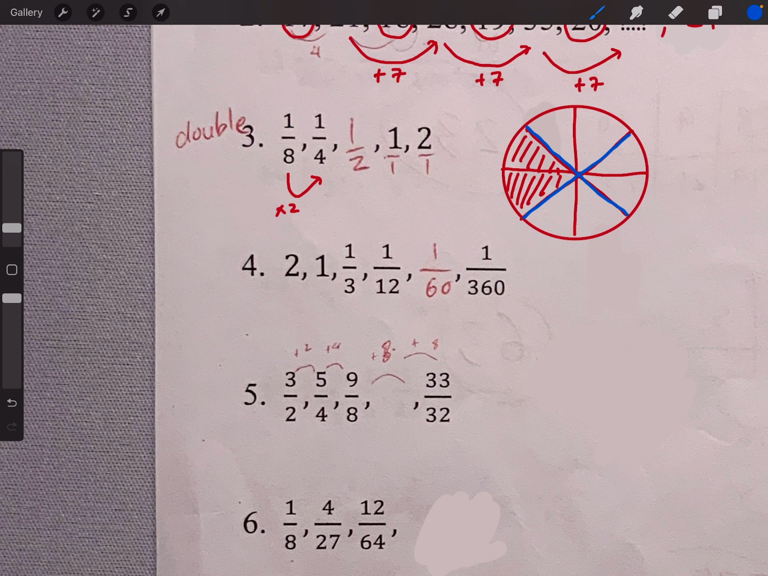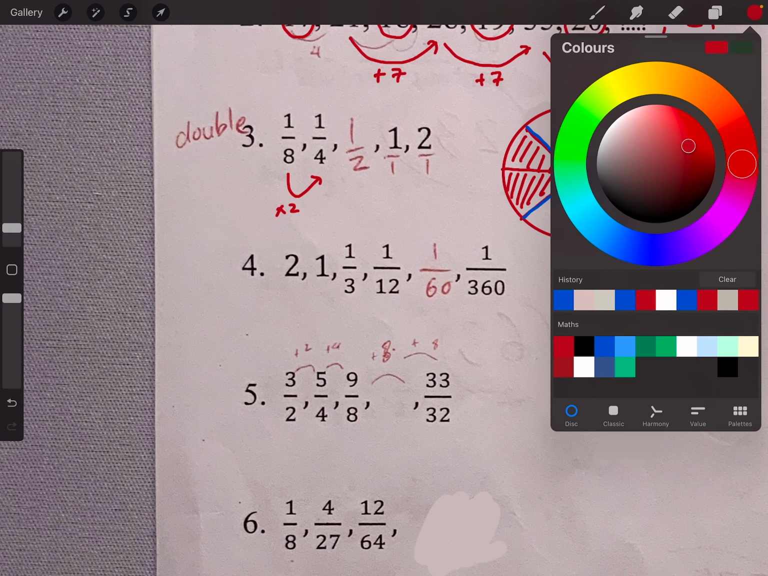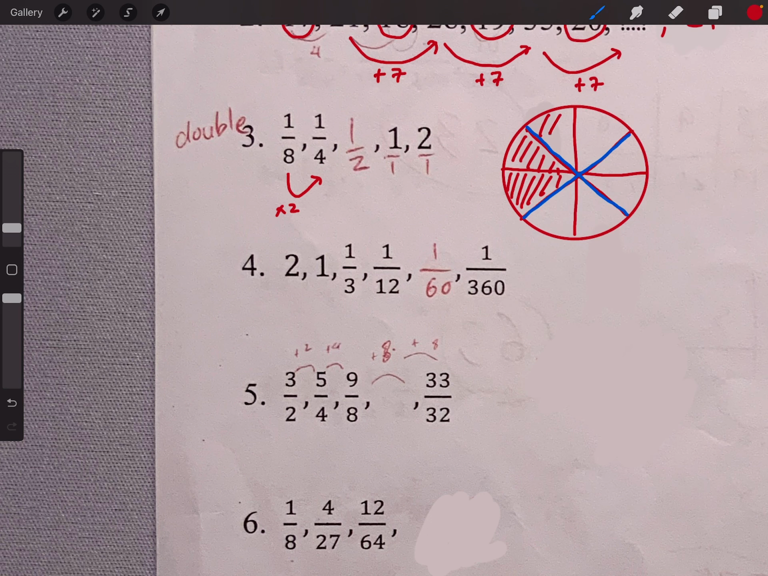And if I double it again, if I double 1/4, so if I get those 2 pieces, I'll get a half. You can see it's a half, right? If I double a half, I'll get 1. So I'll get 1, then I'll double 1, I get 2. So it's just doubling. So the middle one should be a half.